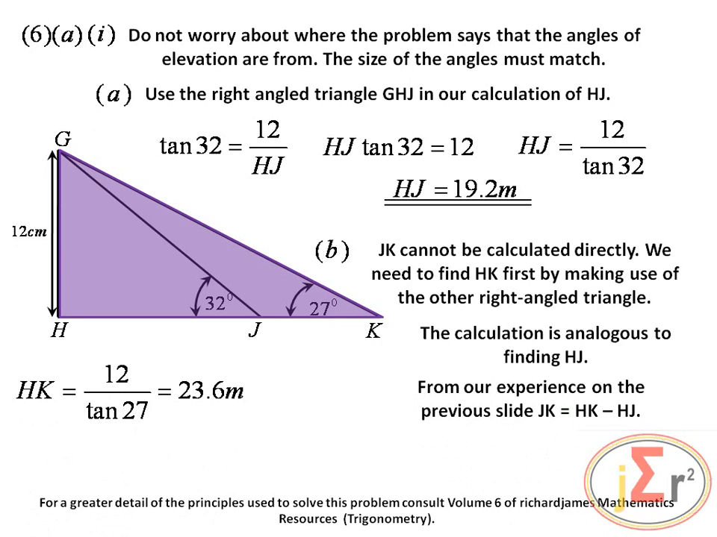From our experience on the previous slide, we need to find JK. So JK is going to be the difference between HJ and HK. And the difference will be 4.4 meters.